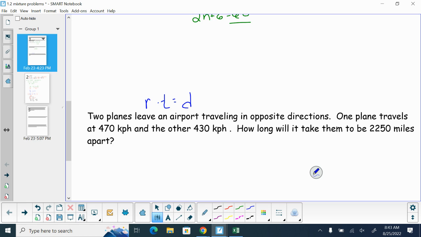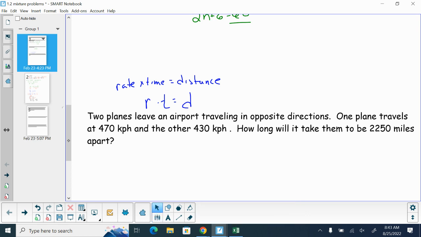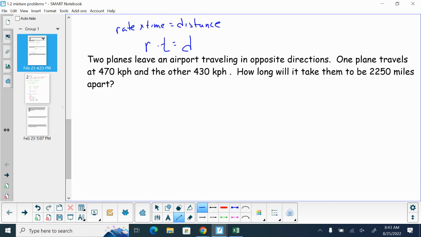Rate times time is equal to distance. Now, what I like to do with these is I like to set up little tables to make it a little bit easier for me to visualize.